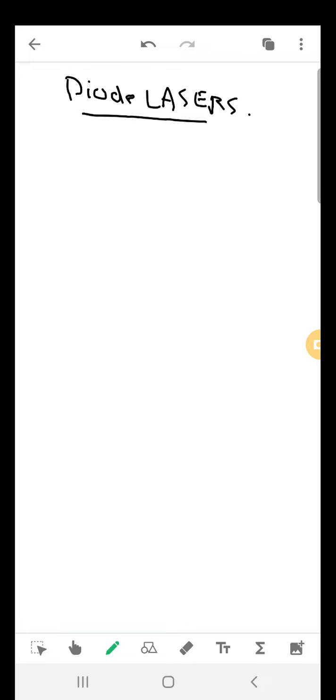Students, in this lecture we will talk about diode lasers. Now, unlike normal lasers, in diode lasers you don't require any external mirror. So no external mirror for cavity formation is required.